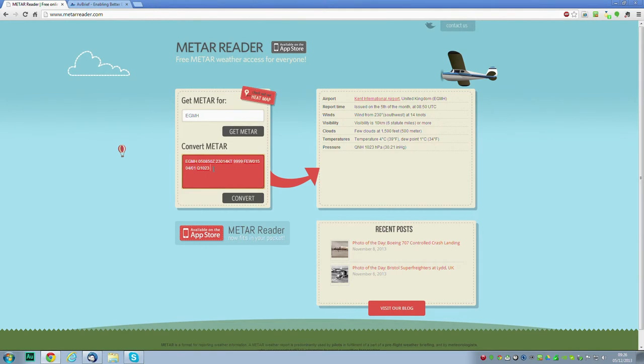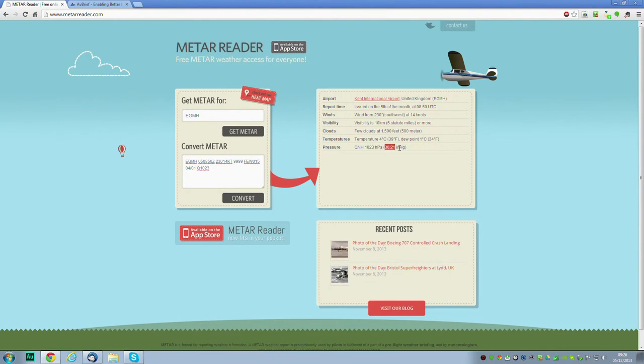The pressure, as I said, in Europe, we have in hectopascals. So there we've got a QNH, which basically means a regional weather pressure setting, of 1,023 hectopascals. And they very helpfully, for the American audience, provide a conversion there, which is 30.21 inches of mercury.